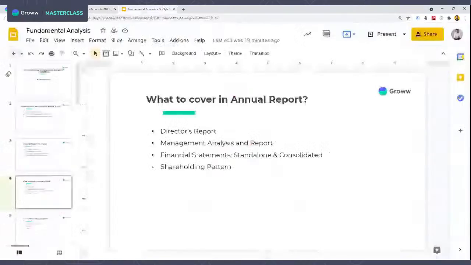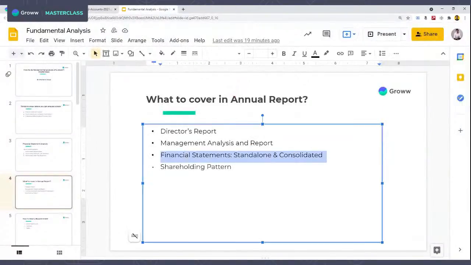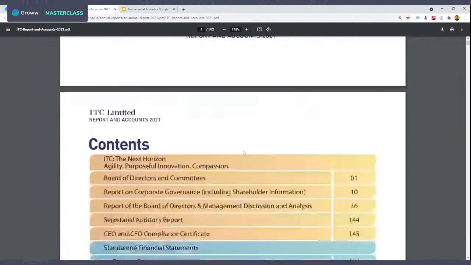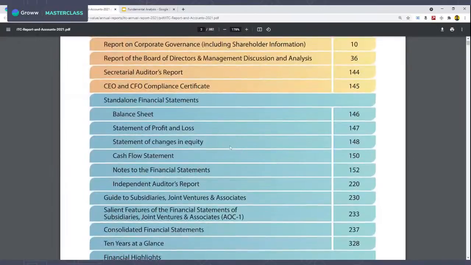Then the next thing that we will look at is financial statements, standalone and consolidated. Now, where do we find financial statements in an annual report? Again, do we have to go find it? It's not actually very difficult to find. Again, you come here and you will see the difference, right? There is something called standalone financial statements, and there is something known as consolidated financial statements.